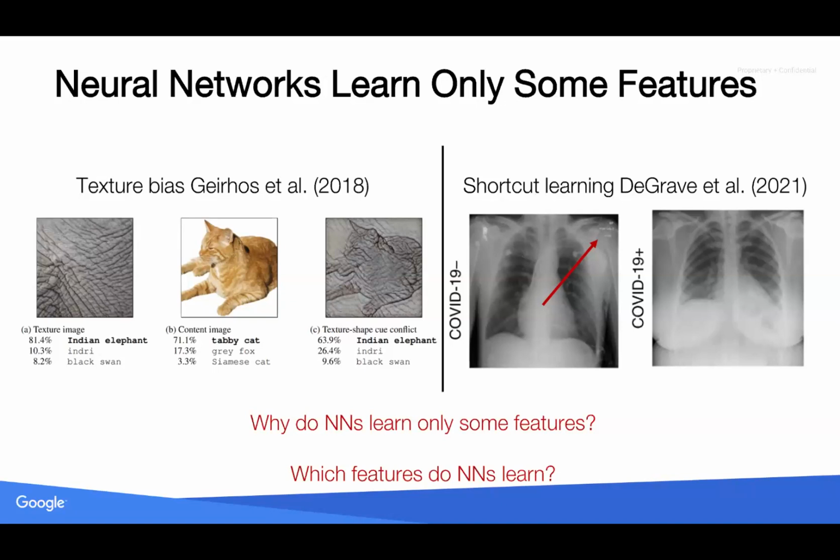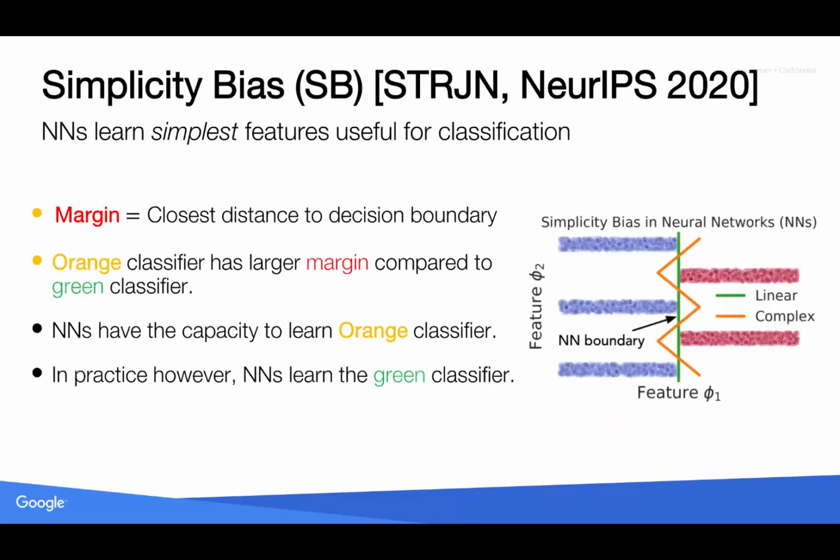So the question we would like to ask is, why do neural networks learn only some features? And in particular, which features do neural networks learn among all the features that are available to them, right? So our main hypothesis here is that neural networks learn only the simplest features that are available for classification, even when there are more complex features that might still be useful for doing the classification.